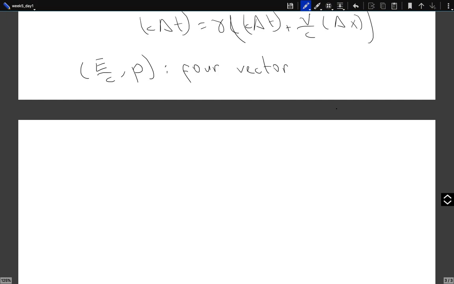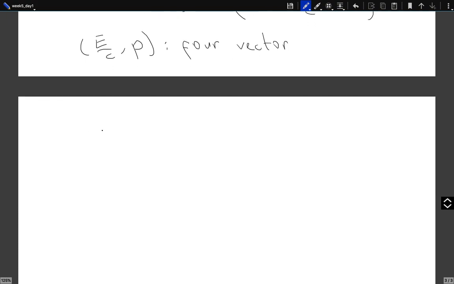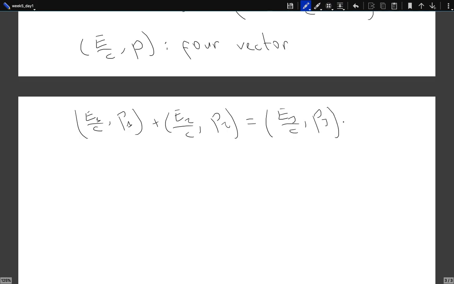Well, you see, the conservation we have is this one: E1 over CP1 plus E2 over CP2 should be equal to E3 over CP3 plus E4 over CP4. If this is satisfied in one reference frame, it is satisfied in every reference frame. You see, basically the conservation of energy and momentum.